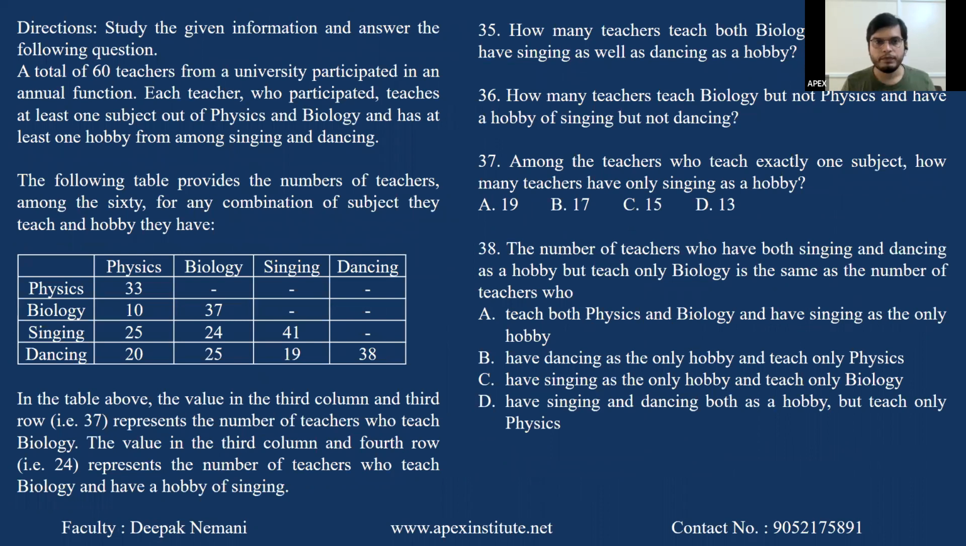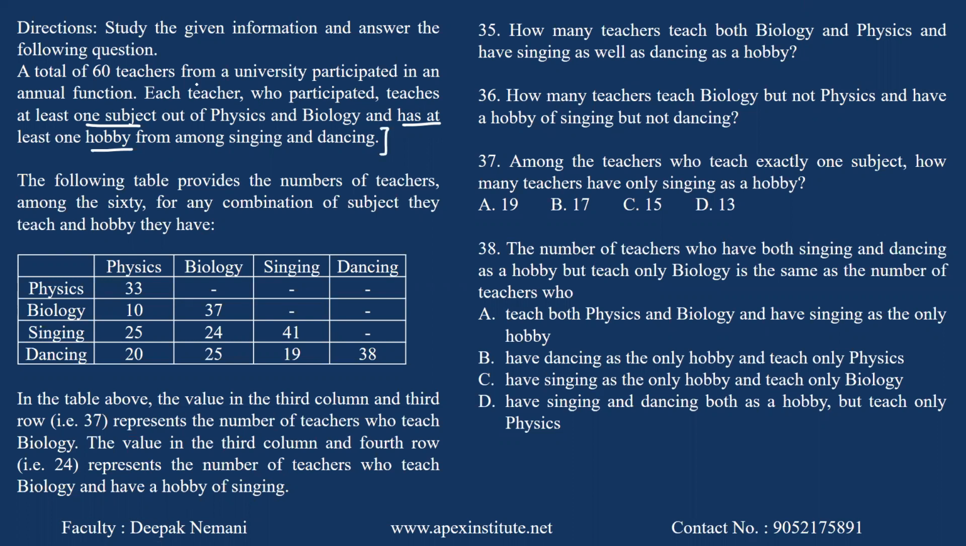Venn diagram question. Question from Venn diagrams. Okay. So here, the only catch in this question is: a total of 60 teachers from a university participated in an annual function. Each teacher who participated teaches at least one subject out of physics and biology and has at least one hobby from among singing and dancing. This statement is very important, guys.